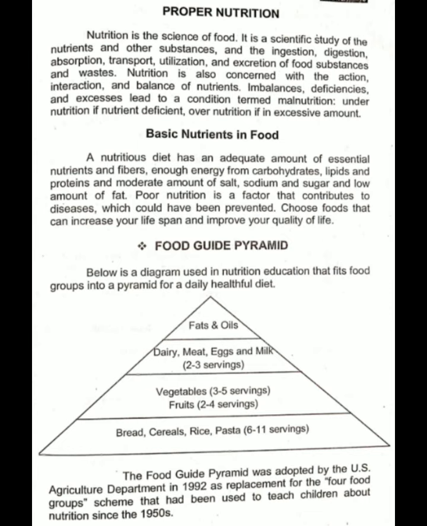Below is the food guide pyramid. The food guide pyramid was adopted by the U.S. Agriculture Department in 1992 as a replacement for the 4 food groups scheme that had been used to teach children about nutrition since the 1950s.